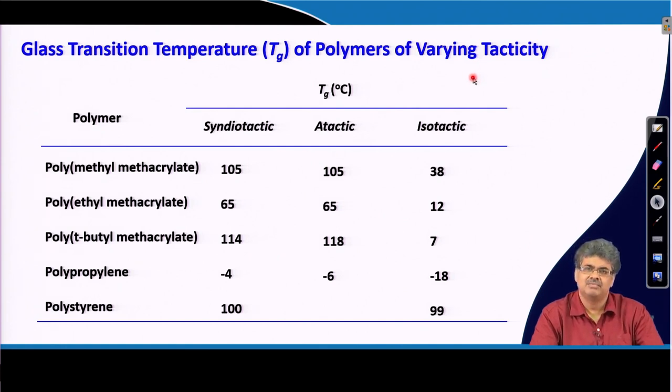Basically, if we have a more ordered structure, then packing becomes easier, and as a result the Tg value should be lower compared to a situation where Tg value should be higher compared to a situation where there is no particular order of tacticity. For example, isotactic PMA, it is having much lower Tg value compared to a syndiotactic. In fact, predicting or explaining this tacticity driven glass transition temperature is quite complex.